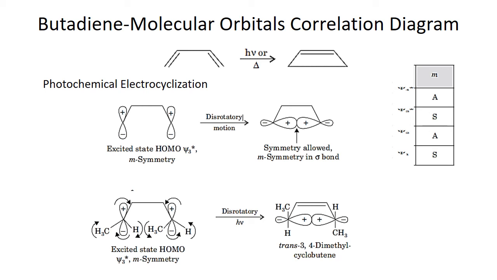What we see here is that according to this movement of these p orbitals, or you can say the groups attached to them, after photochemical electrocyclization of these substituted butadiene, we got trans 3,4-dimethylcyclobutene. And in case of thermal electrocyclization of substituted butadiene, that is dimethyl substituted butadiene, we got cyclobutene, but it has cis configuration.